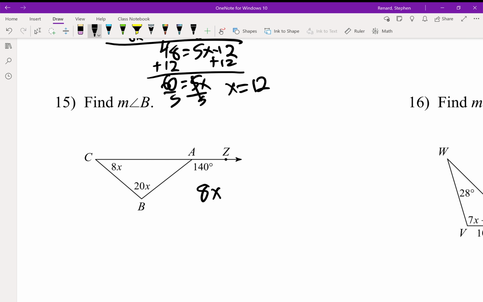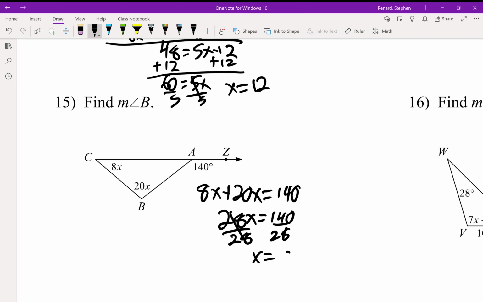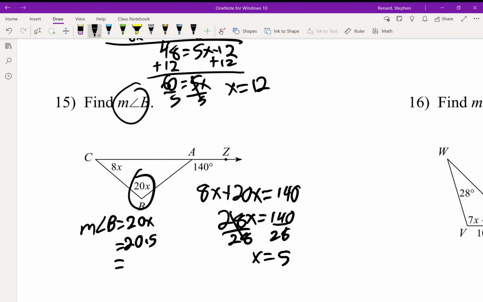Here we go, 8x plus 20x equals 140. 28x equals 140. Divide by 28, and we get x equals 5. Now we're looking for angle B. So we got the measure of angle B equals 20x. We know x equals 5. 20 times 5 equals 100.